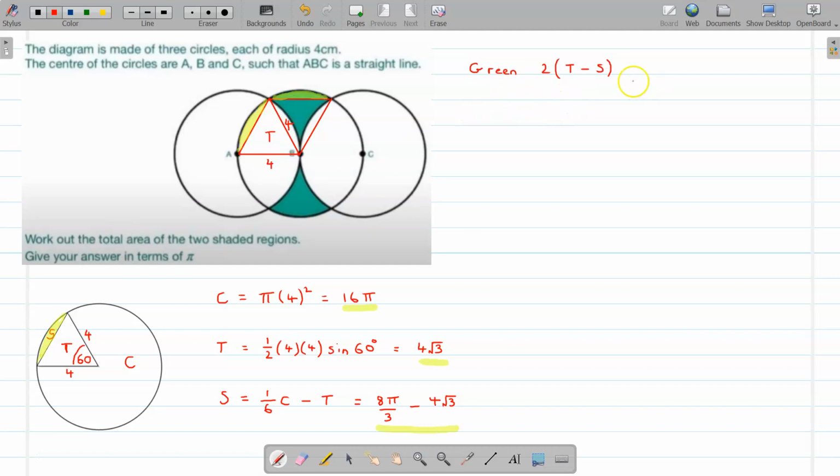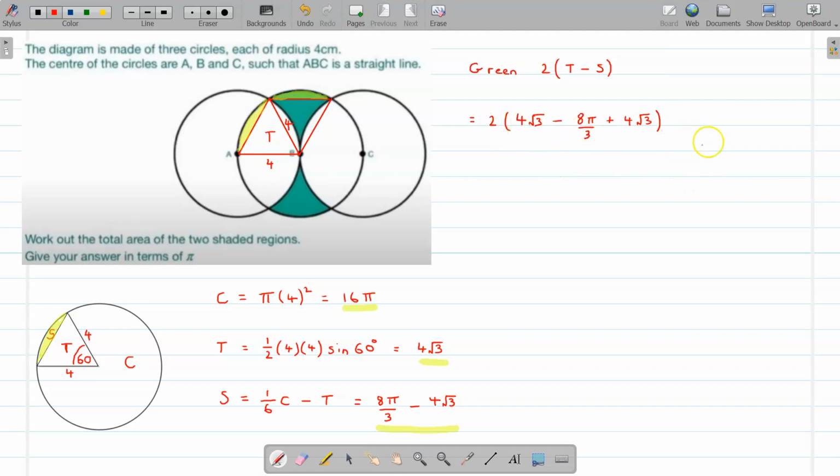Okay, and I just need to put the numbers in. So that's simply 2 times 4 root 3, minus a segment. Now a segment is made of 8 pi over 3. Now you have to be careful here. It's 8 pi over 3 minus 4 root 3, but because of the minus sign in front, it's going to be minus 4 root 3, which is plus 4 root 3. So just be careful with that.